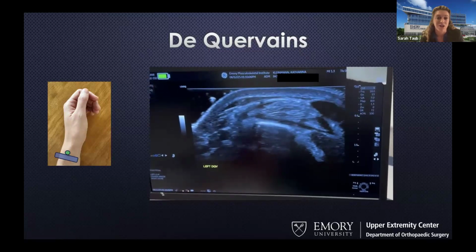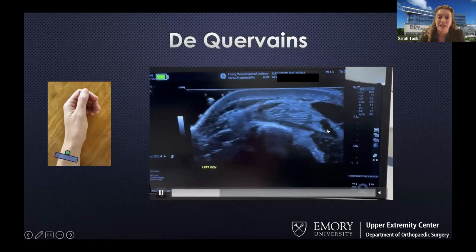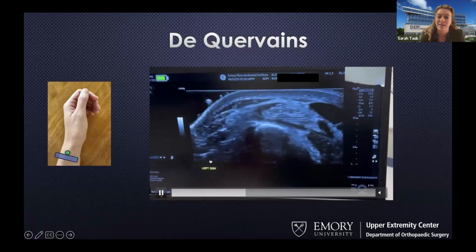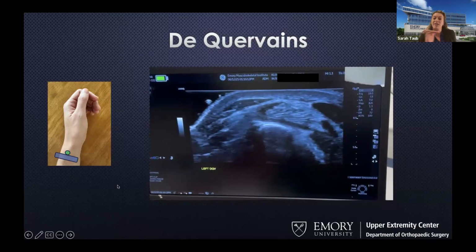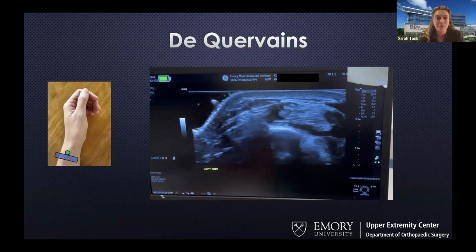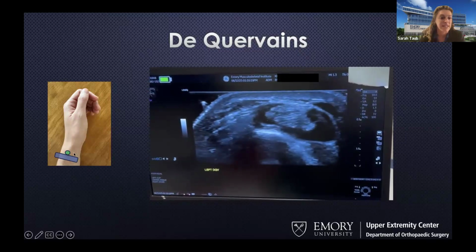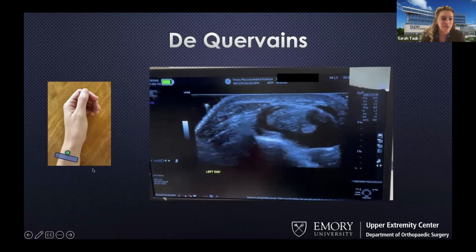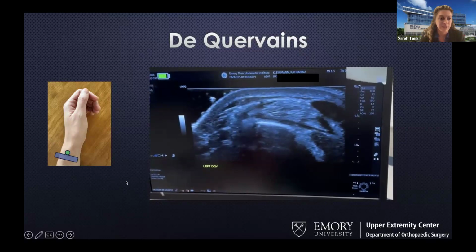You're missing important structures. And you can see the fluid going right in the sheath and around those tendons. You can even see if they have that septum, you'll be able to see that on the ultrasound. So De Quervain's, super easy. Again, you're just placing the probe right over the radial side of the wrist and dropping the needle right in.